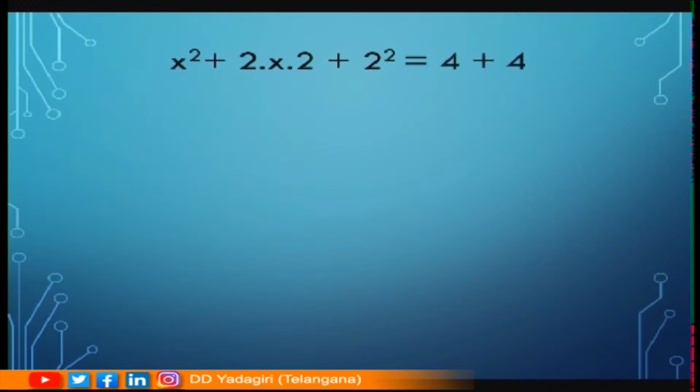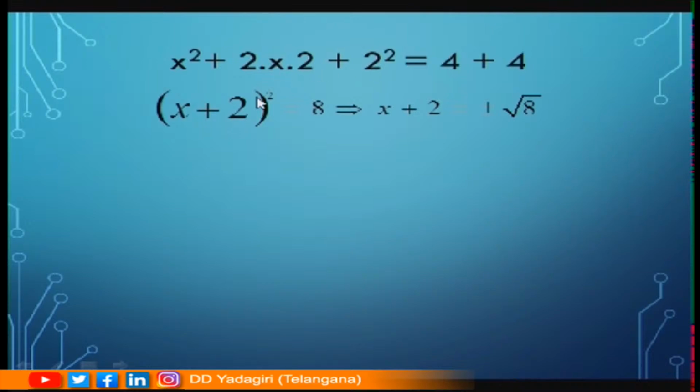So, coming back to our equation, x square plus 2 into x into 2 plus 2 square is equal to 4 plus 4. We get x plus 2 whole square, which is equal to 8. Why did we get here x plus 2 whole square? Because we know a square plus 2ab plus b square is equal to a plus b whole square. We are relating the algebraic identity to the existing left hand side of the equation.